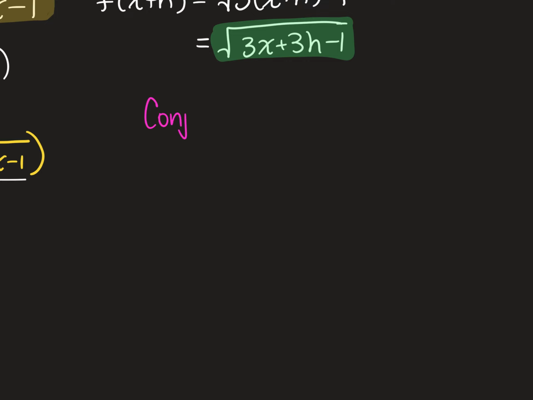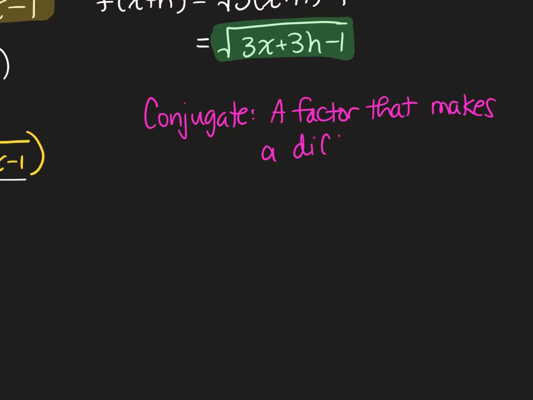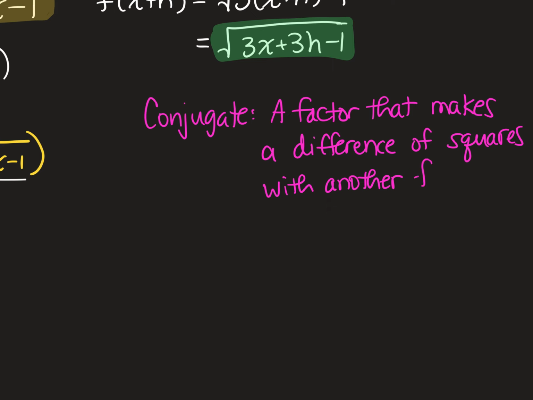So a conjugate. A factor, I like writing it this way, a factor that makes a difference of squares with another factor. So if I give you a factor and you create another factor that when you put those two together, you get a difference of squares, that's what a conjugate is.